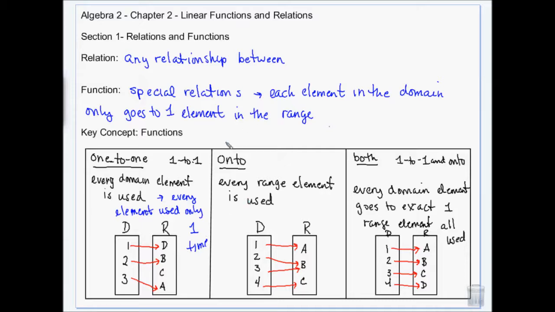So in one-to-one, every domain element is used, and you get to one element in the range. In onto, every range element is used. And in one-to-one and onto, every element is used in both the domain and the range, and they're pairing exactly one-to-one of each. You'll notice that never do I have more than one arrow coming off of a domain. That's because to make it a function, each one of these elements can only go to one number.